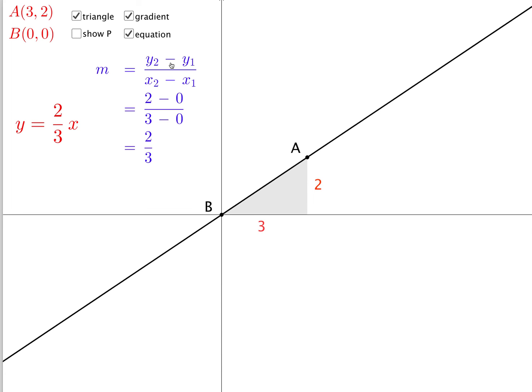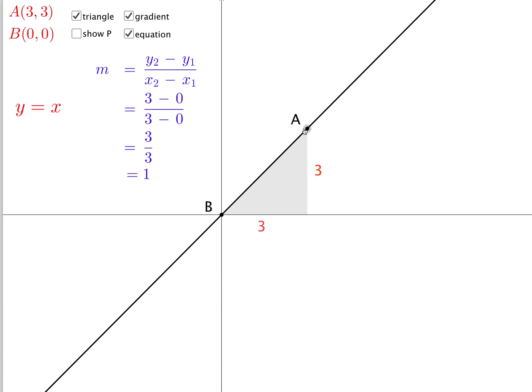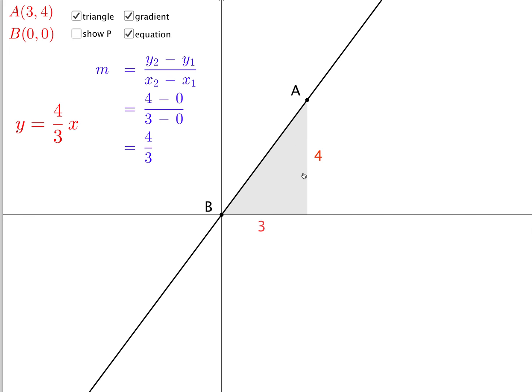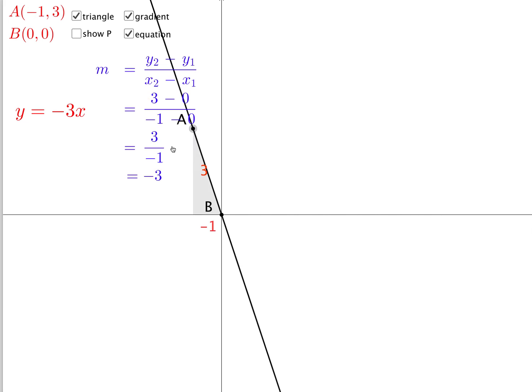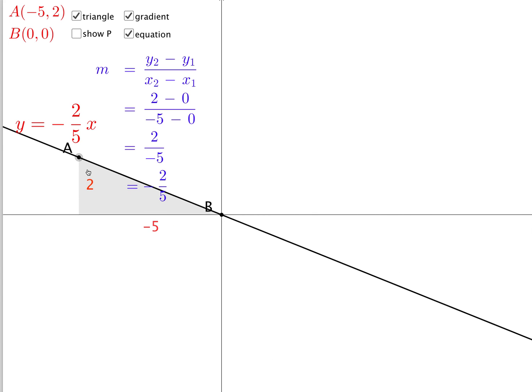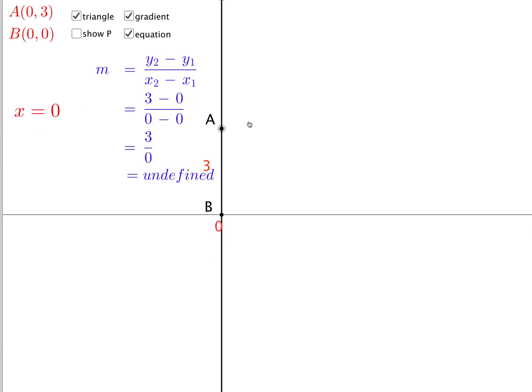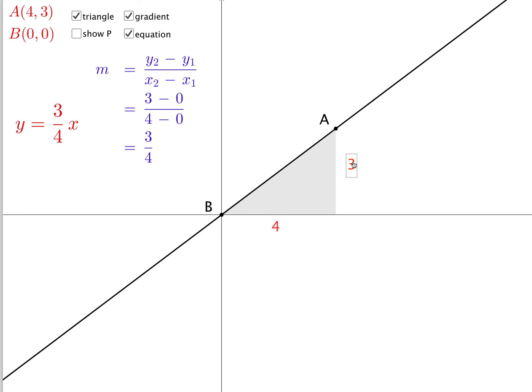There's the coordinates working out using the gradient formula. So it should be obvious that this is a line passing through the origin 0, 0, and that the gradient is simply the number in front of x. If it's y equals 4/3 x, the gradient's 4/3. If it goes into negatives, so that's gradient -2/5. There's a line, 2 in the vertical, but it's -5 in the horizontal. So, general result, y equals mx.